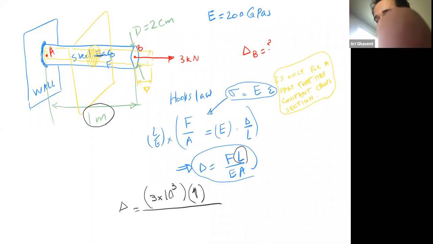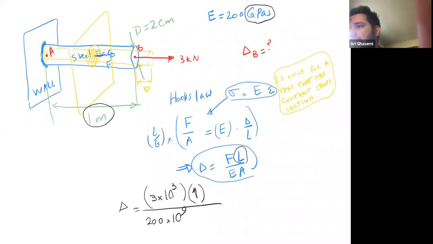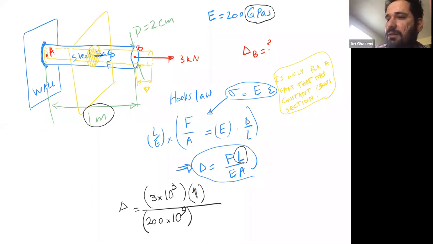E is equal to 200. Don't forget G, gigapascal. That G is 10 to 9. This is the most confusing part in my classes, that the students either forget to put that K in or G, and then they end up with the wrong result, either in the lab or in the lecture course, right? So 200 times 10 to 9 times the area, which is pi times the radius, which is 1 centimeter, 10 to negative 2 meter, squared.